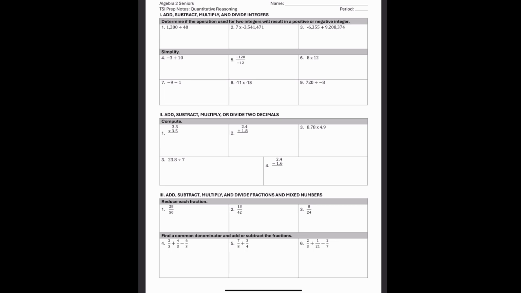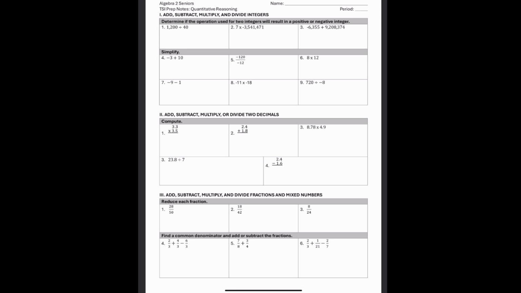All right, so welcome everyone. This is going to be our first ever TSI prep in Algebra 2. We're going to be working with quantitative reasoning here. So how we're going to do this is in parts. This is going to be the first video where we're going to be adding, subtracting, multiplying, and dividing integers.